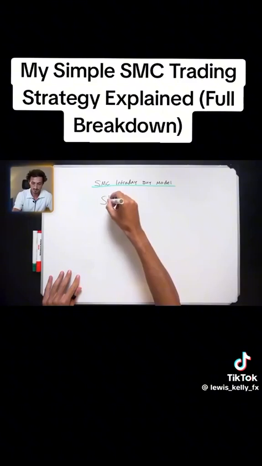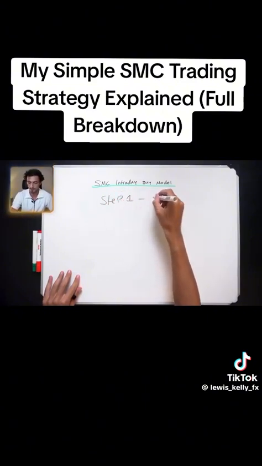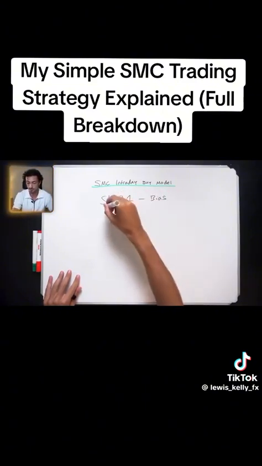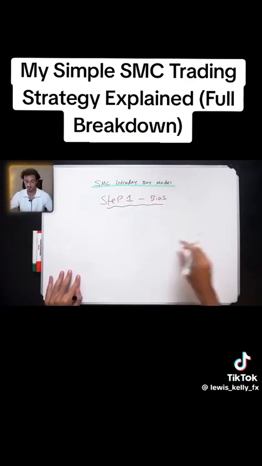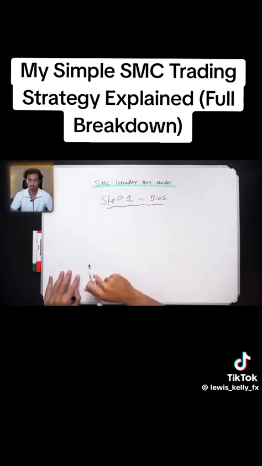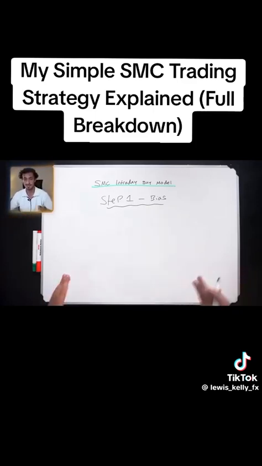So the first thing we need to understand, step 1, is bias. That's it. We just need to understand the highest level of success is going to be predicated on our ability to understand which direction the market is going to trade in this session.